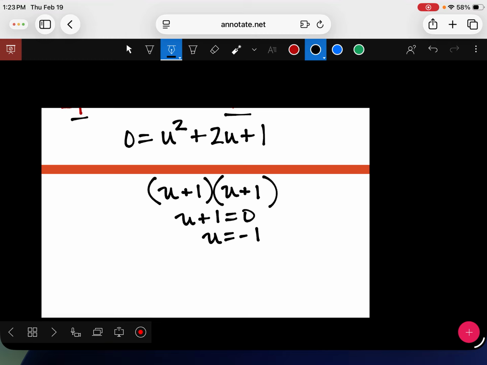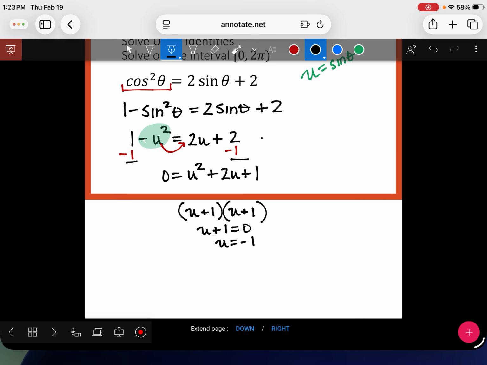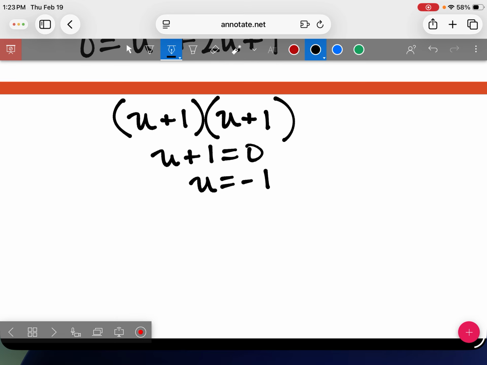All right, now let me zoom back out. What did we say u was equal to? Sine. Let's put it back. Where on the unit circle is sine negative 1? And that would be your only answer.